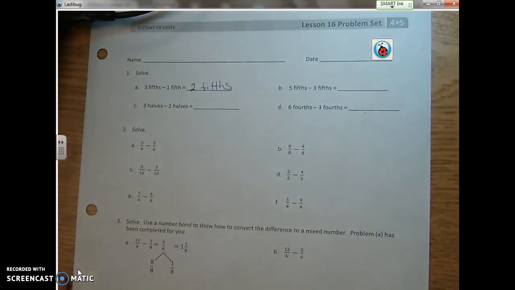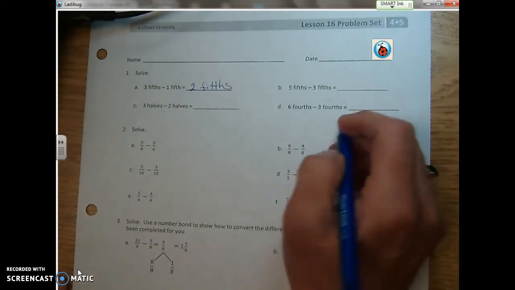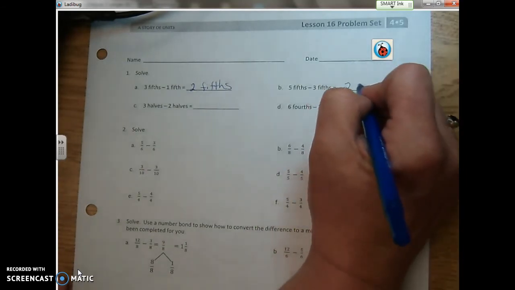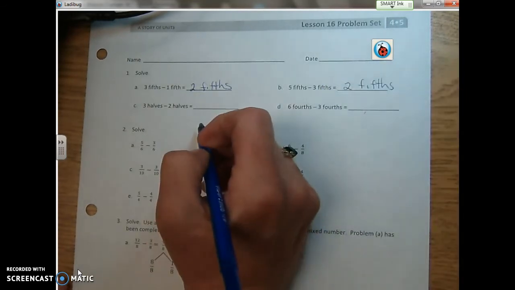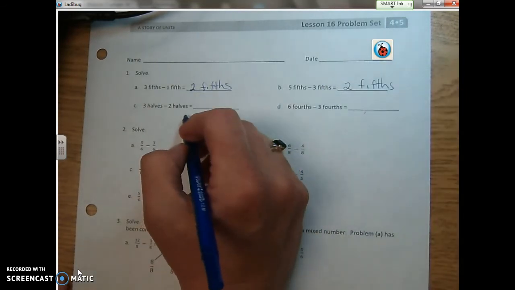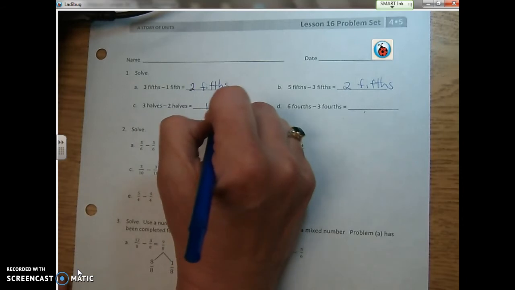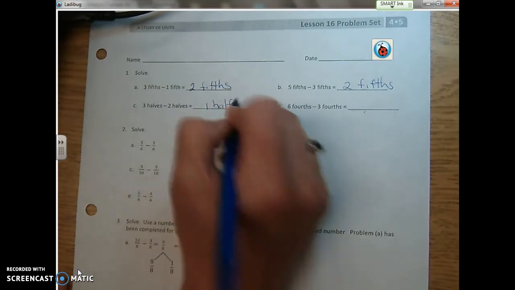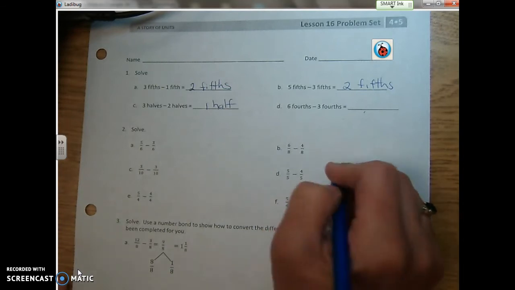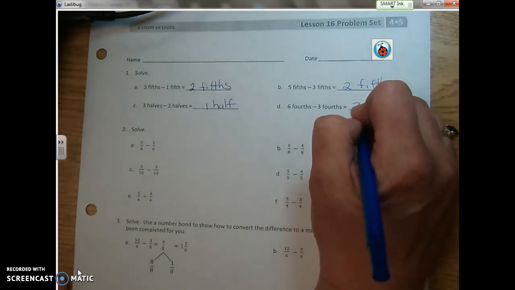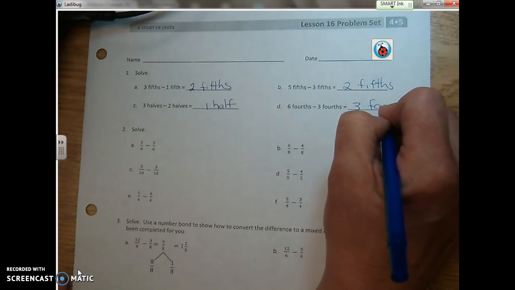Okay. And the same with letter B. 5/5 minus 3/5. Well, that still equals 2/5. Then we have 3/2 minus 2/2 equals 1/2. And 6/4 minus 3/4 equals 3/4.